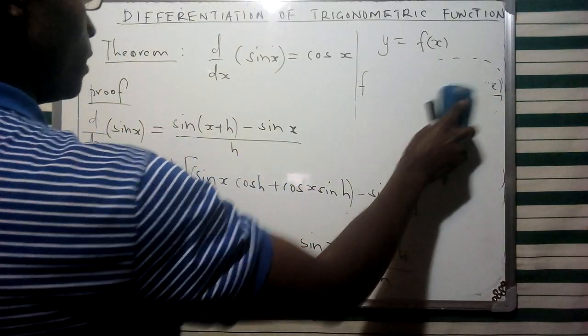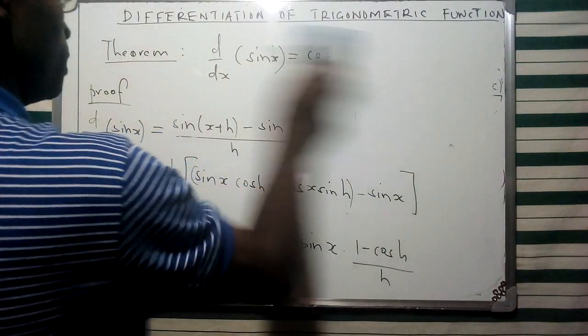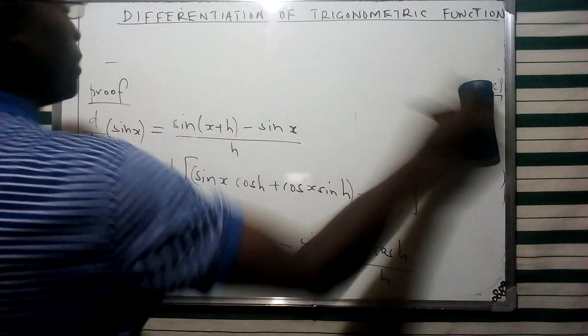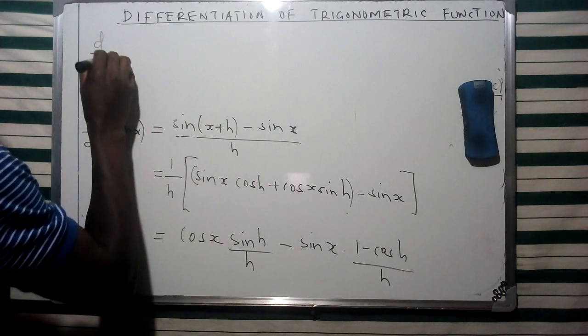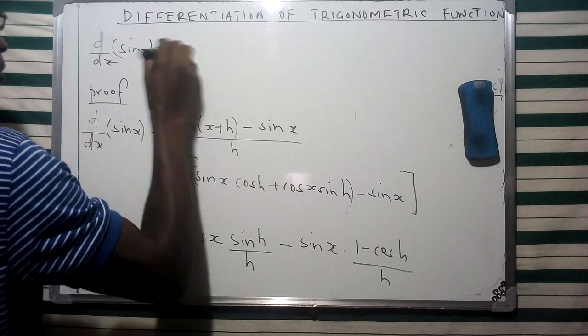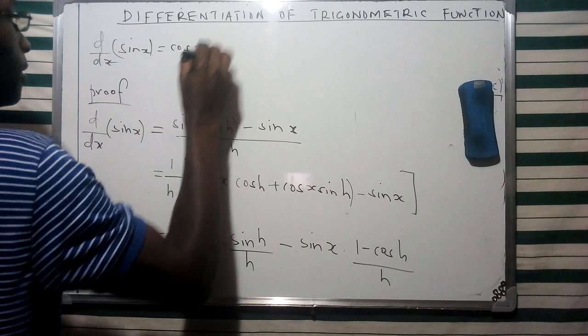So let me just reduce this space so that we can do that one. So this is d over dx of the sine of x. So this theorem is equivalent to the cosine of x, given as such.